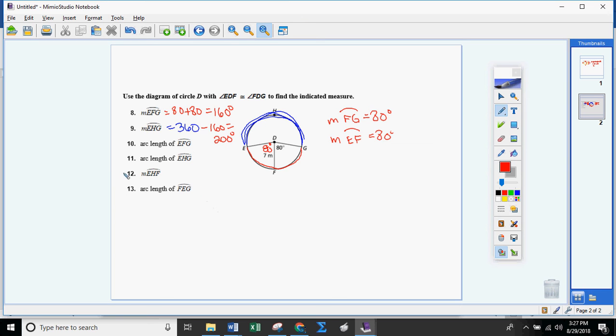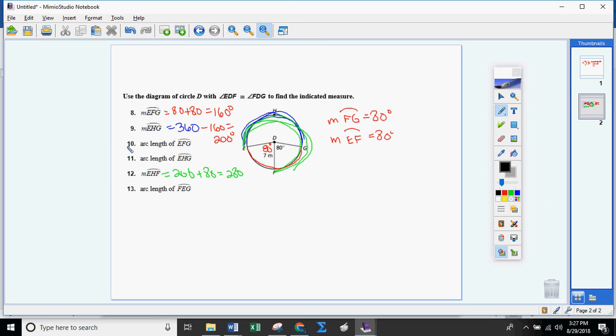Now I'm going to come down here and we're going to look at number 12, the measure of arc EHF. So here's E, all the way to H, all the way down to F. So it's this whole part. We already know the blue part ends up being 200. We know this red part is 80. So EHF is 200 plus 80, which is 280 degrees.